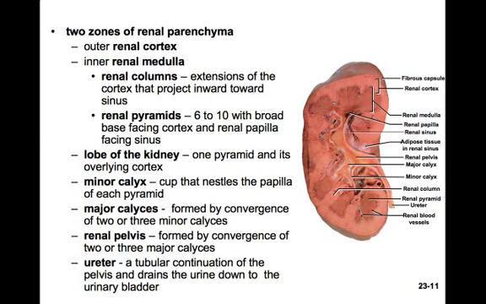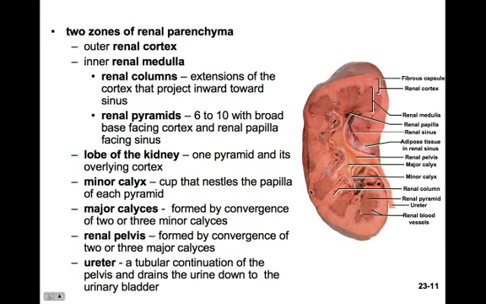There are 2 zones in the renal parenchyma. There's the cortex and the medulla. As with many other structures, the cortex is on the outside. The medulla is deeper. There are renal columns, which are extensions of the cortex that project inward towards the sinus. And there are usually about 6 to 10 renal pyramids.